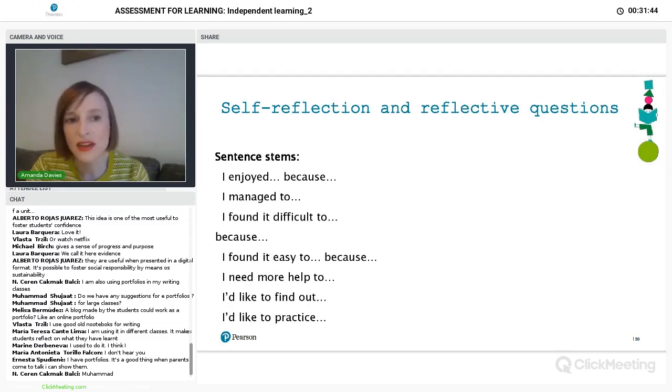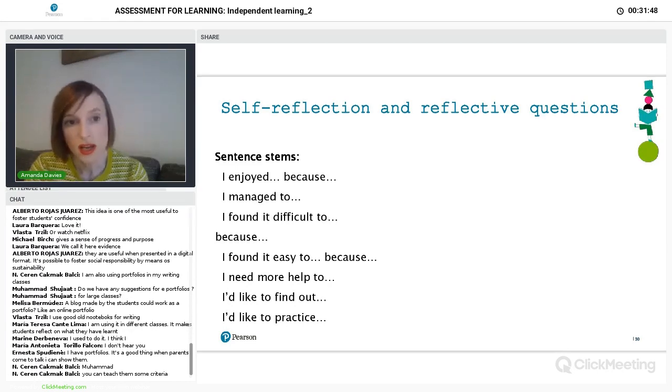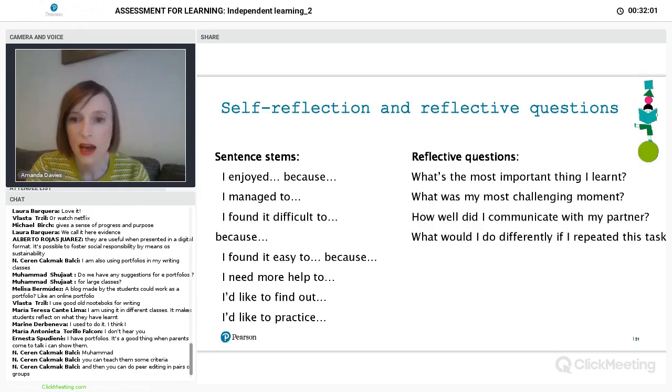I wouldn't recommend giving all of these in one go. I would give one or two for students to reflect on at the end of a lesson. So maybe I enjoyed and I'd like to practice. So something positive and then something thinking to the future that they can improve or do better.